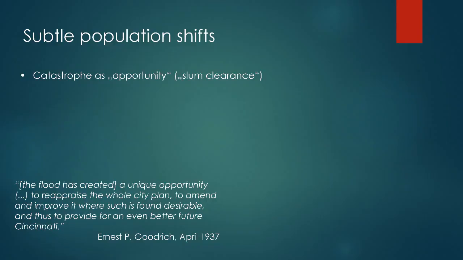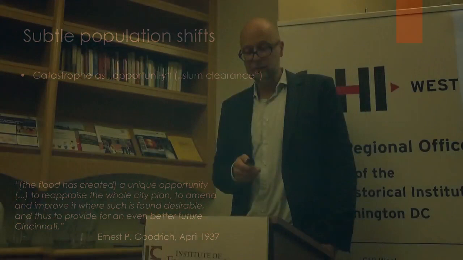The flood, of course, and this is true for all the examples I mentioned, was not the only reason for these developments to happen, but the intentional neglect of this area by city planners after 37 certainly played an important role. However, some people saw this as an opportunity rather than a problem. Ernest P. Goodrich, for example, a New York City engineer who had been hired as an advisor to the Cincinnati City Planning Commission, viewed this disaster as a unique opportunity to reappraise the whole city plan, to amend and improve it where such is found desirable, and thus to provide for an even better future Cincinnati.